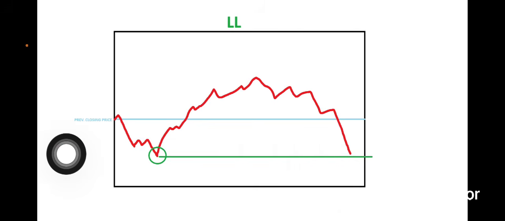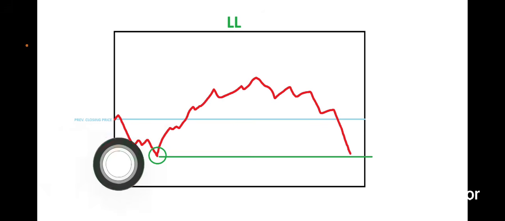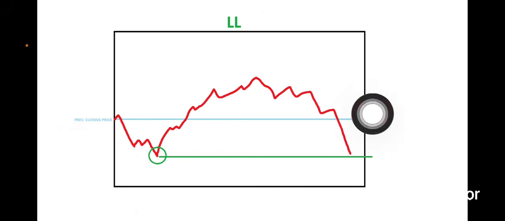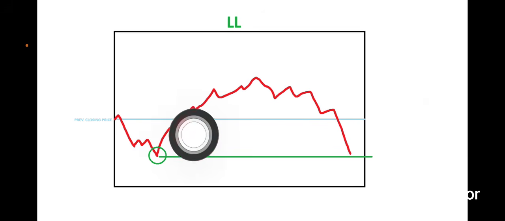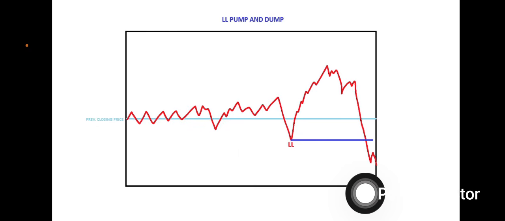That pump, if we're gonna get a pump and dump, that pump has to start somewhere. Where that pump starts is from one of these lower lows. And this is why we call it the anchor point. It's where the pump begins, okay? It's where we begin to build that house up.